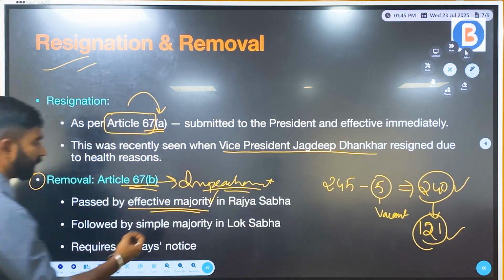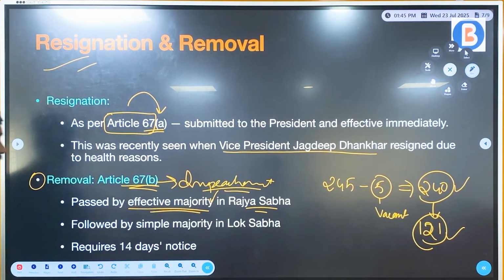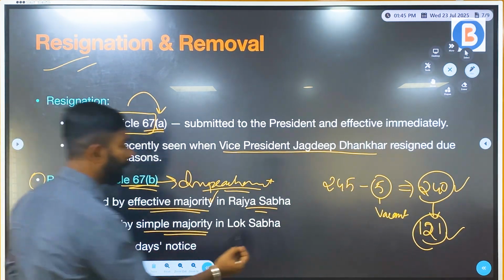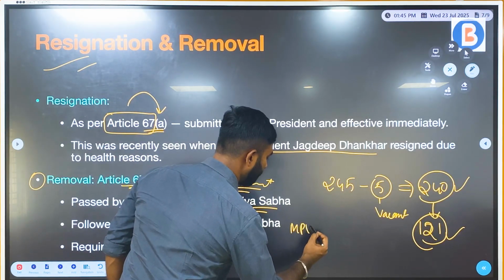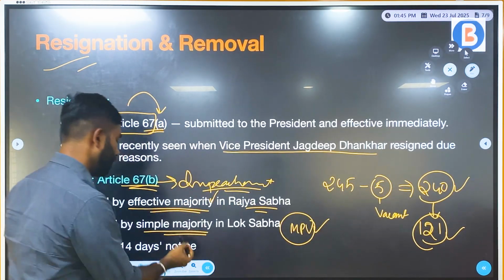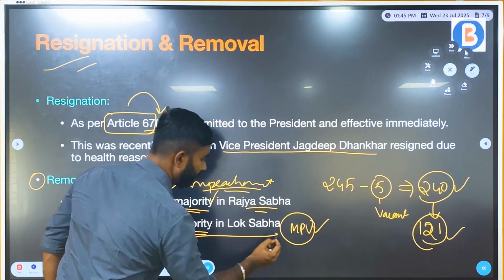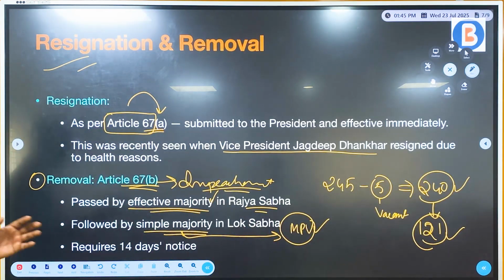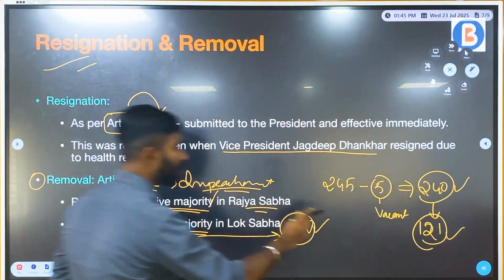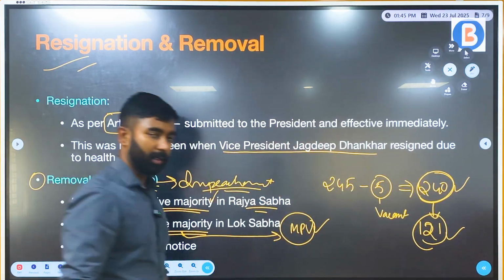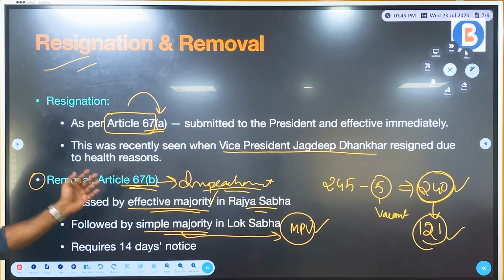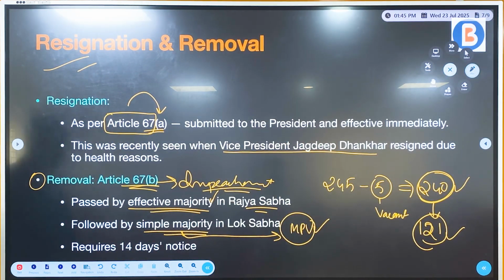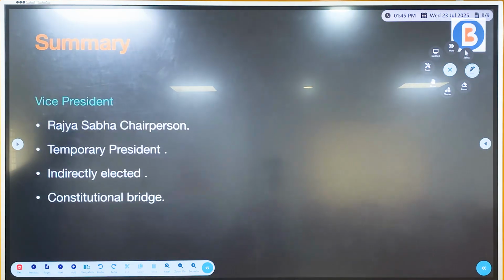So it has to be passed with an effective majority in Rajya Sabha, followed by a simple majority, more than 50% of members present and voting. This simple majority considers only those people who are present and voting on that particular day. Effective majority, on the other hand, is with respect to the total strength of the House, excluding the vacancies. I hope this is clear with respect to the resignation and removal of the Vice President.